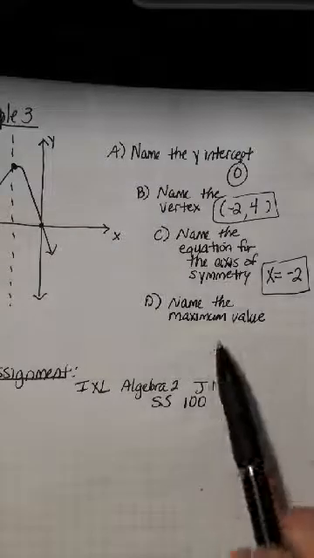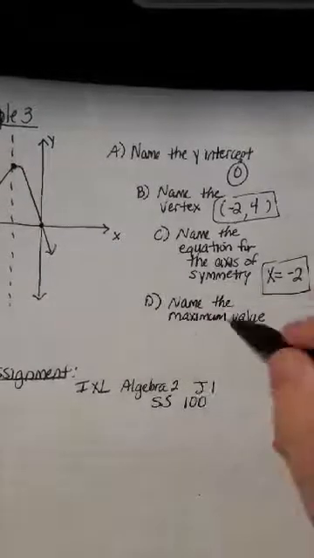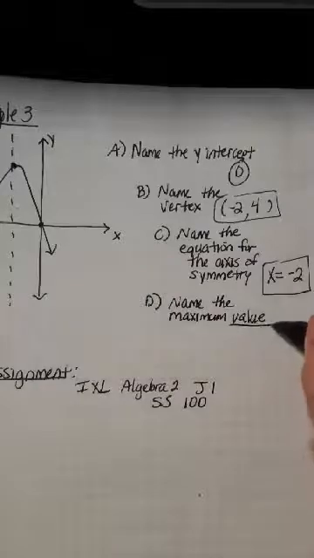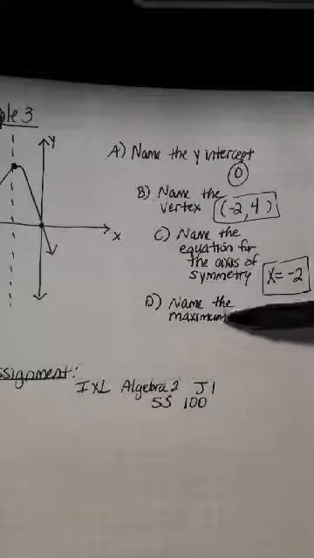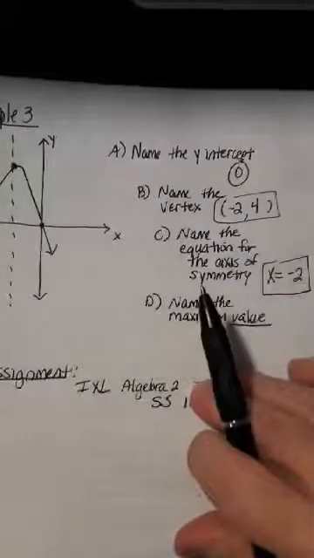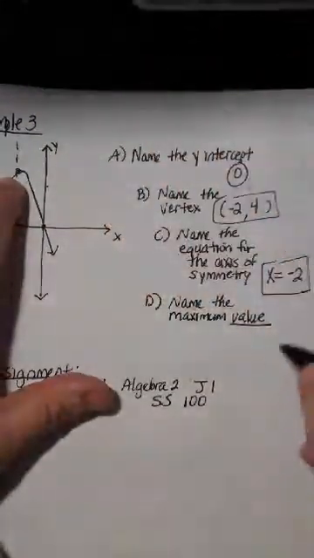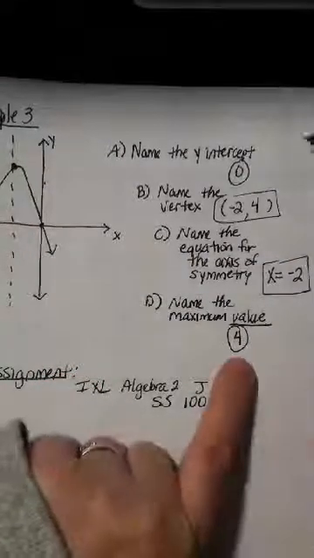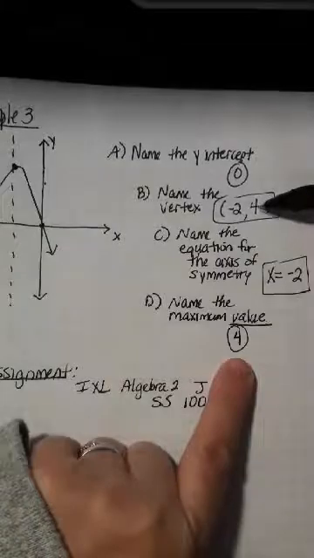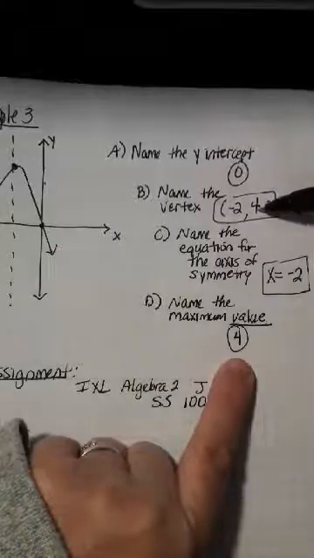And then part D, name the maximum value. Again, the value is the y-coordinate of the top maximum point. So you go over to your vertex up here and you name what that y value is, which is 1, 2, 3, 4. It's just 4. You can always get that by looking at the y coordinate in your vertex. It's always going to be the maximum value.